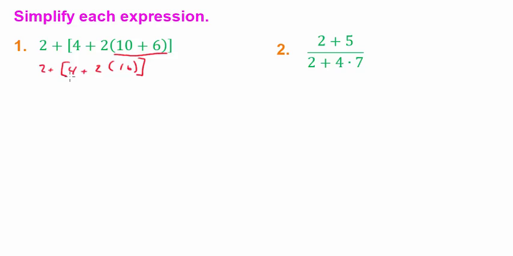Notice we have addition here, and we have multiplication here, and according to our order of operations, multiplication comes before addition. So we now have 2 plus bracket 4 plus 32. And now we do 4 plus 32, which is 36, so 2 plus 36, which then results in 38. Now, there is actually an alternative way of doing this problem, and that's the beauty of math.